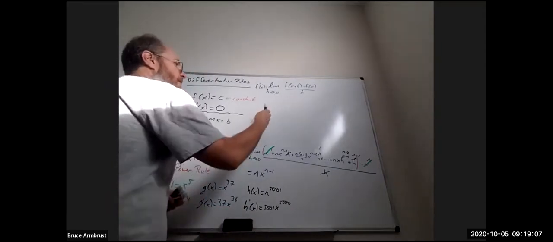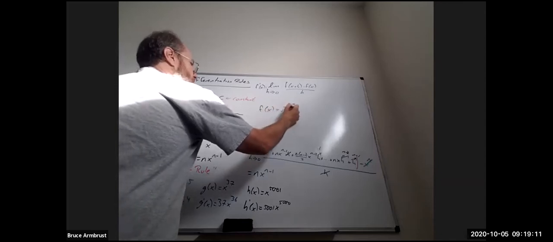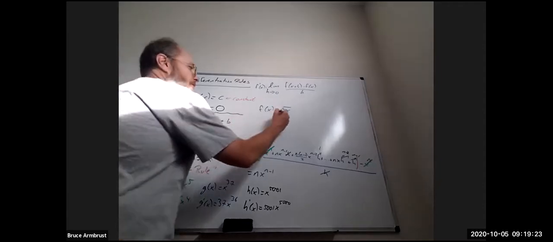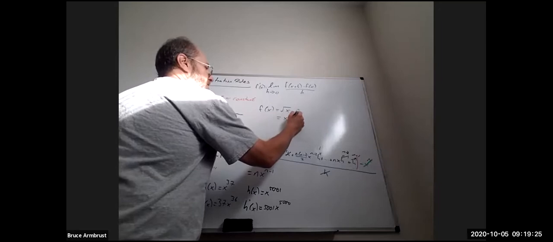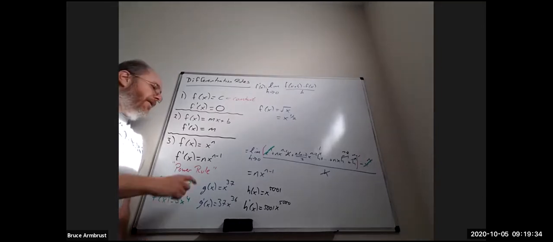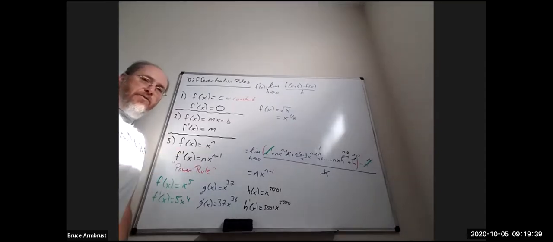Let's say we've got f of x equals the square root of x. Now, this is another one I think we already proved. But watch what we can do. Radicals, those are the same as fractional exponents. So the square root of x is the same as x to the 1/2. Hey, wait a minute. That's a power. We can use the power rule.